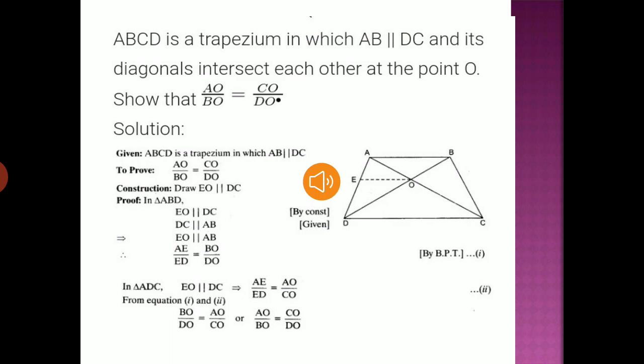Apply BPT now. We can write the other two sides are in an equal ratio. Which are the other two sides? AE by ED is equal to BO by DO. Call it equation 1.